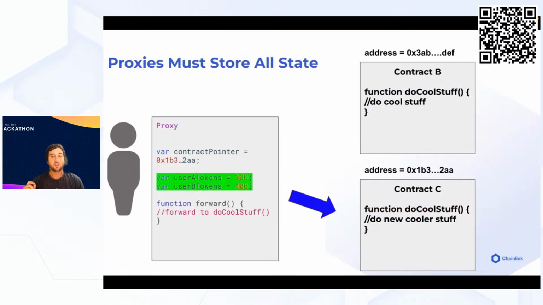This is why proxy contracts themselves must store all the state. Every time we deploy a new implementation this way, we won't be resetting any state, right? So here we've moved those state variables, user A tokens and user B tokens, onto the proxy. The proxy is still pointing. We've shifted it to contract C, still forwarding, and now user A and user B retain their 300 and 400 tokens respectively.